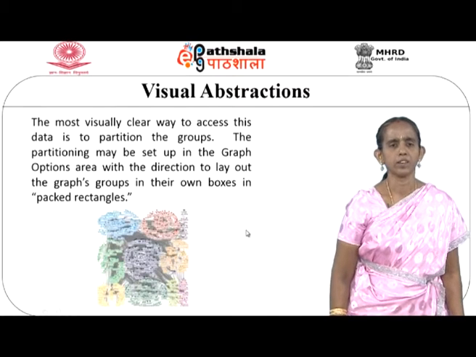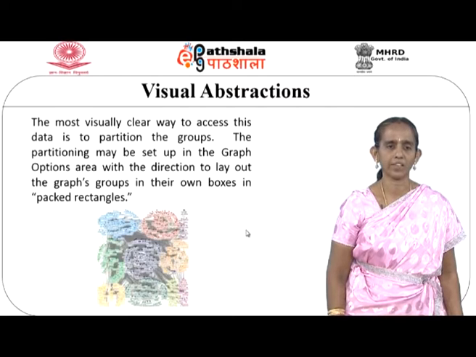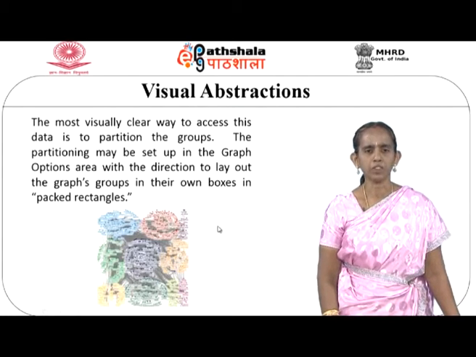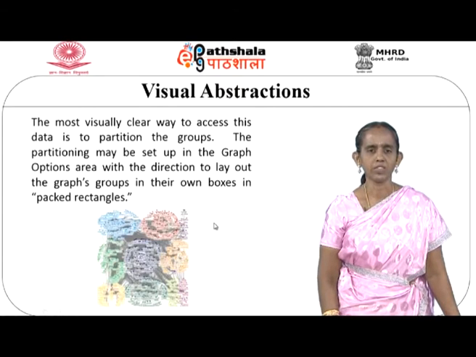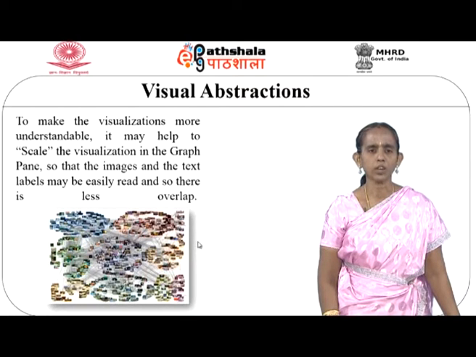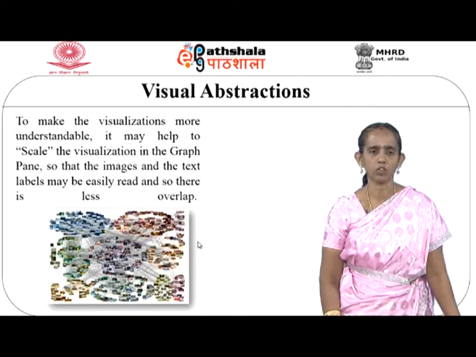So in this case, it is not visually clear, and the most visually clear way to access this data is to partition the data into groups. The partitioning may be set up in the graph options area with the direction to lay out the groups in their own boxes, which are called packed rectangles. To make the visualization more understandable, it may help to scale the visualization in the graph pane so that the images and the text labels may be easily read and there is no or less overlap. There is a clear visual that is being represented to the end user.